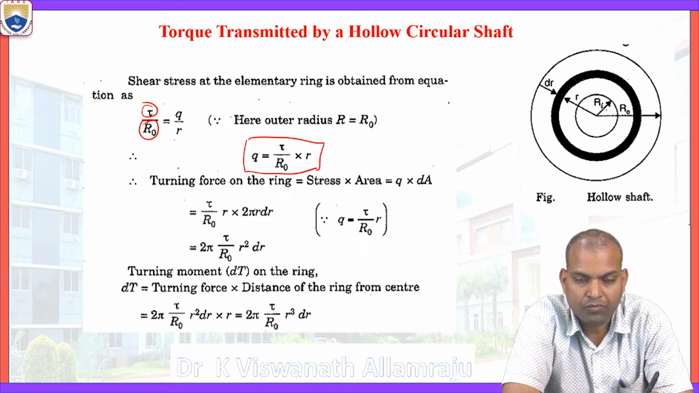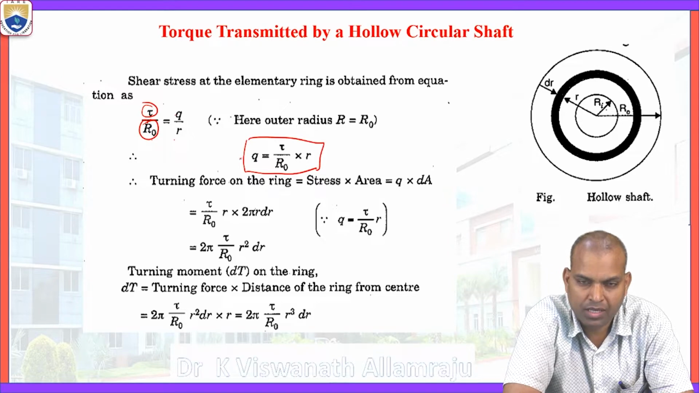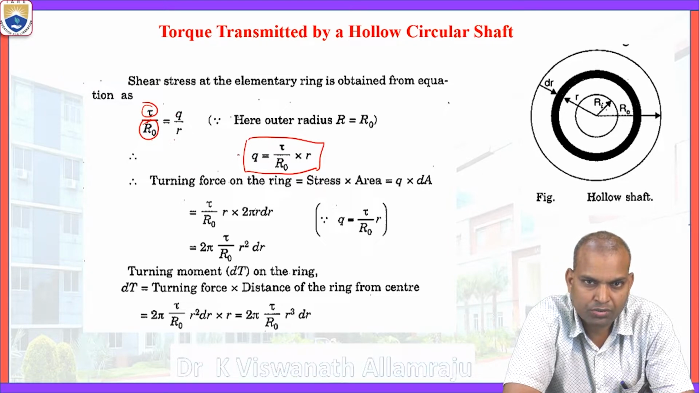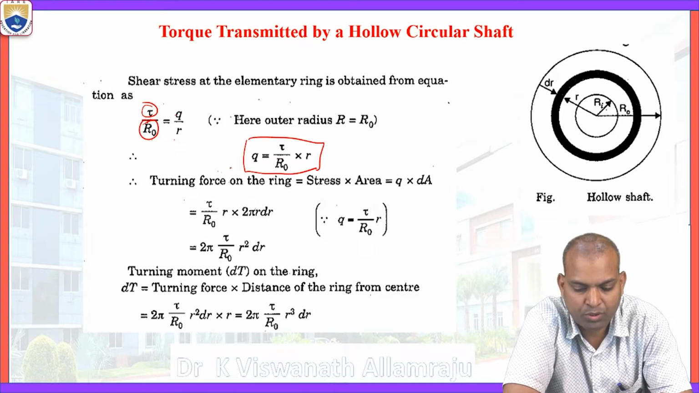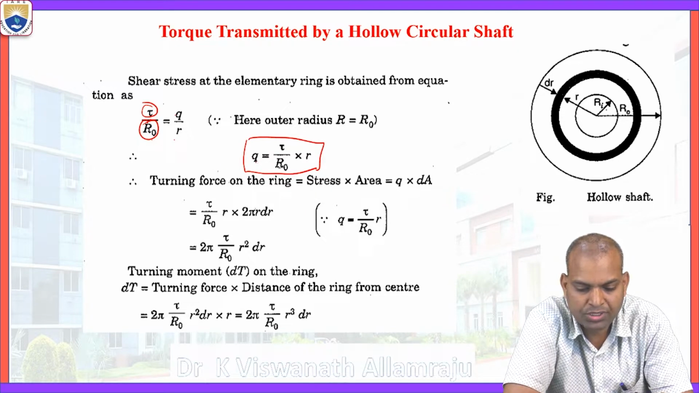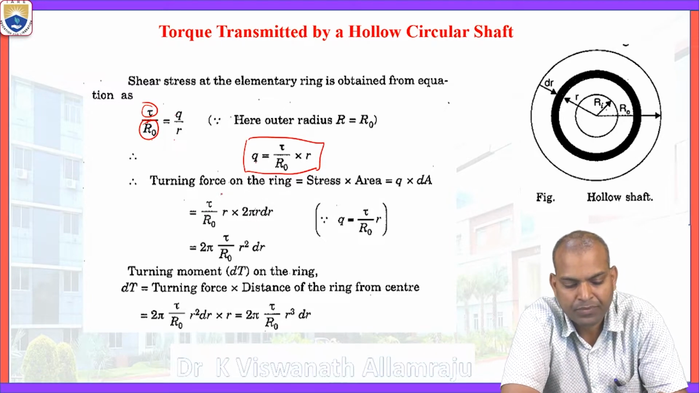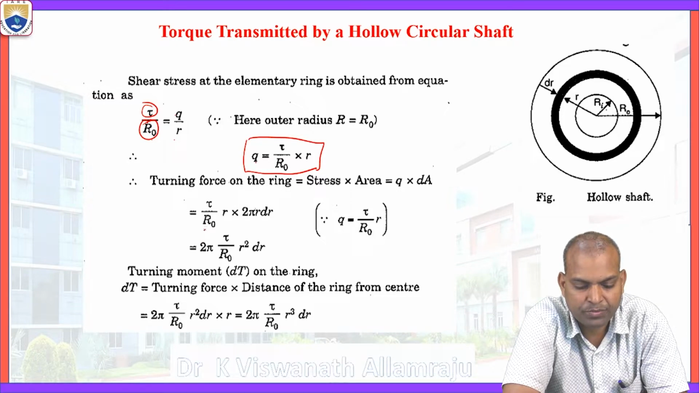Now, what is the force? Force equals stress times area. So, q times dA. What is the q value here? Tau by R0 times r. What is the dA? 2 pi r dr. After simplifying, we get 2 pi times tau by R0 times r square dr.